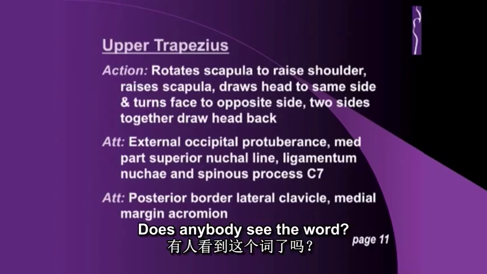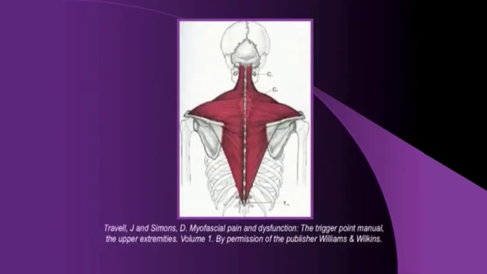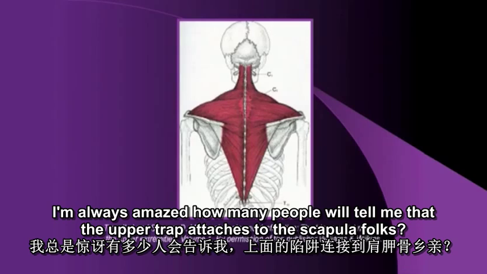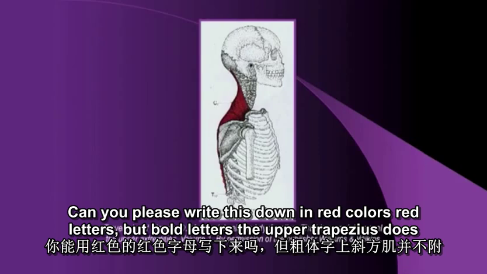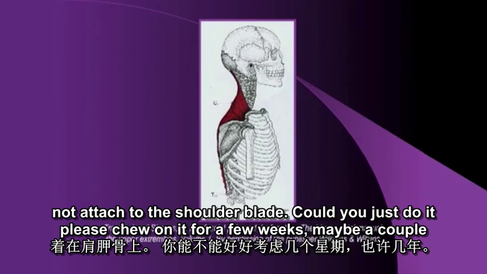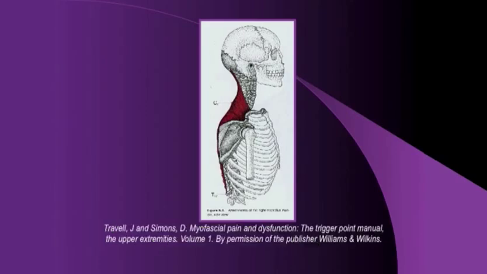Does anybody see the word scapula on this handout? I'm always amazed how many people will tell me that the upper trap attaches to the scapula. Folks, can you please write this down? In red colors, red letters, bold letters, the upper trapezius does not attach to the shoulder blade. Could you just do it? Please chew on it for a few weeks, maybe a couple of years. It does not attach to your shoulder blade.